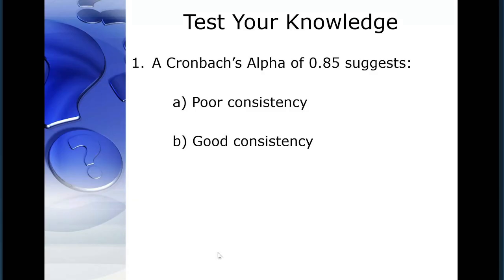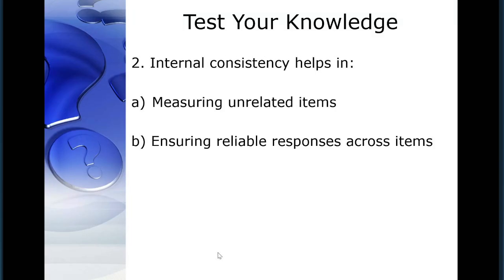Now, a Cronbach's alpha of 0.85 suggests poor consistency or good consistency. Yes, it is good consistency. Internal consistency helps in either measuring unrelated items or ensuring reliable responses across items. Yes, it is ensuring reliable responses across items.